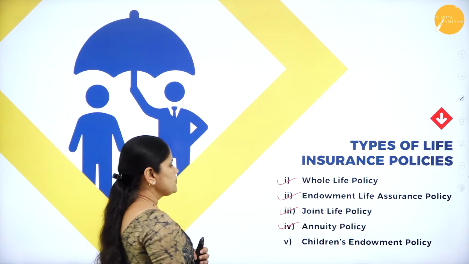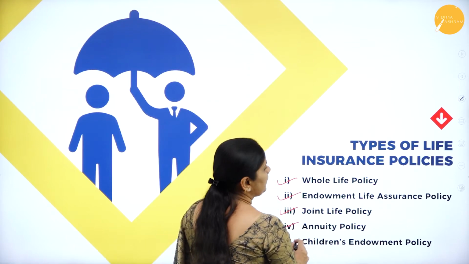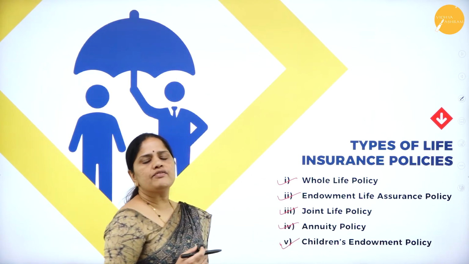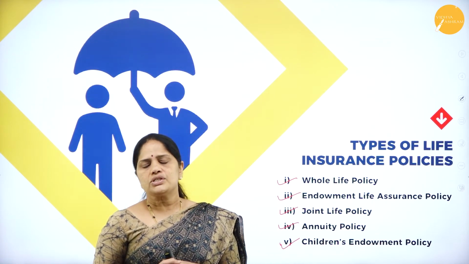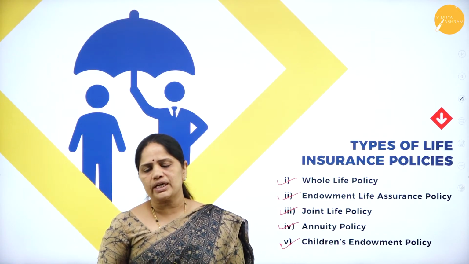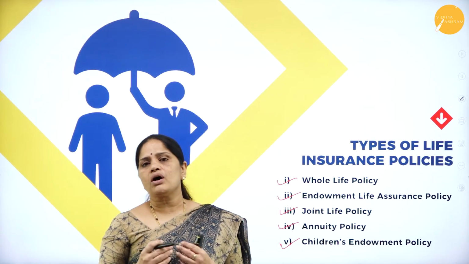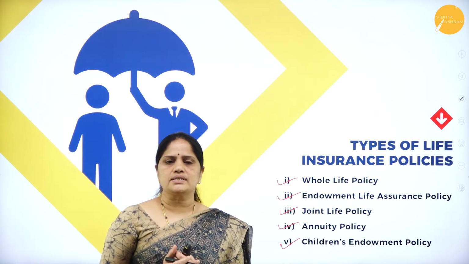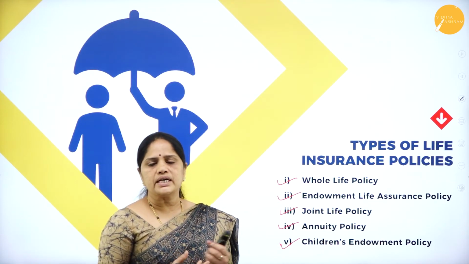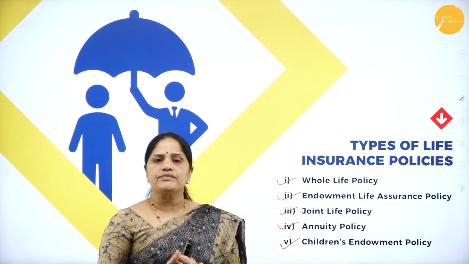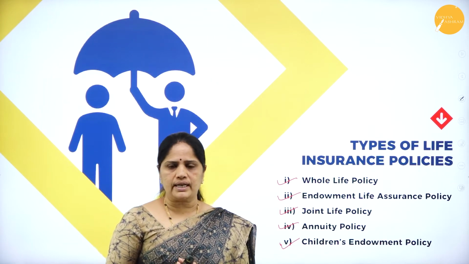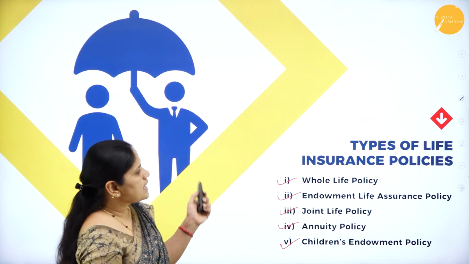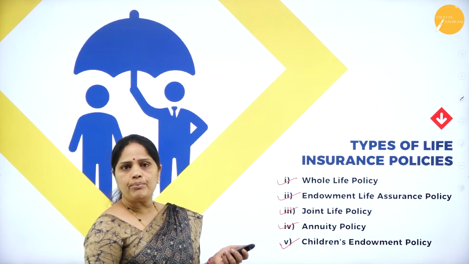Then the last one is the children's endowment policy. This kind of policy can be taken by parents on the life of their children, to meet the educational expenses of the children or also for the marriage of the daughters. Through this kind of insurance, they will be able to secure the future of their children. So, these are the various kinds of life insurance policies.